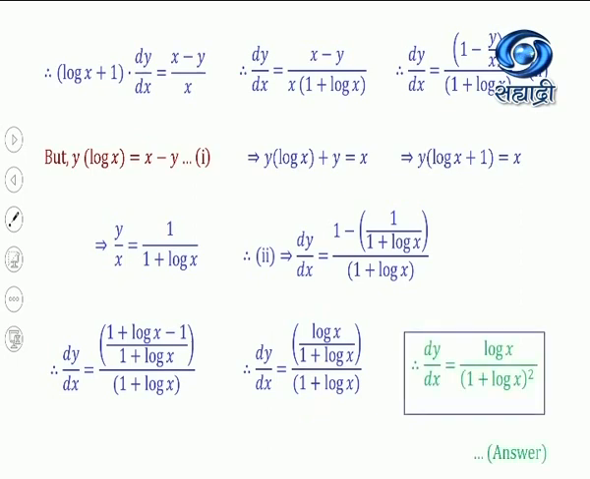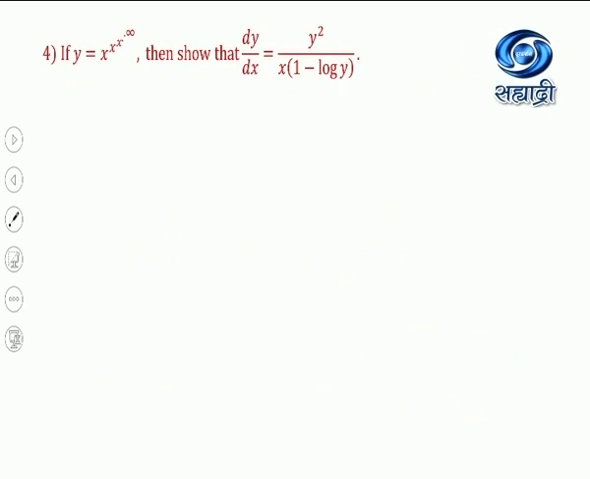And that can be written as log x upon 1 plus log x into 1 upon this denominator. And it can be written as log x upon (1 plus log x) whole square. And it shows our required answer. And now we will continue the next example number 4.